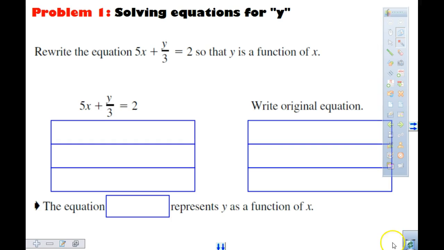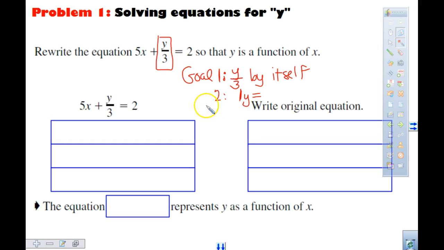So we are going to be moving into this next part, and we need to solve for y. When we are solving for y, if we look at this equation right here, our first goal is to get y divided by 3 by itself. That's our first goal. And then our second goal, when we are asked to get it in y equals form, is to write 1y equals. So my end goal is I want 1y equals when I finish this problem.